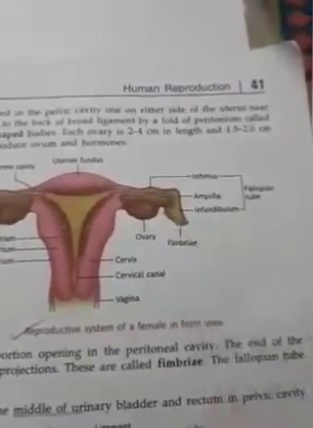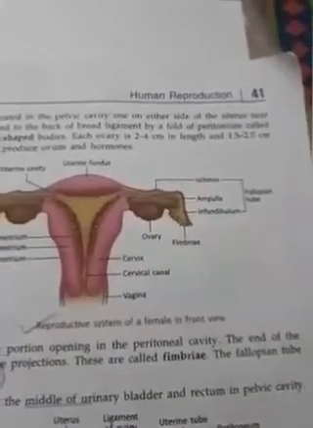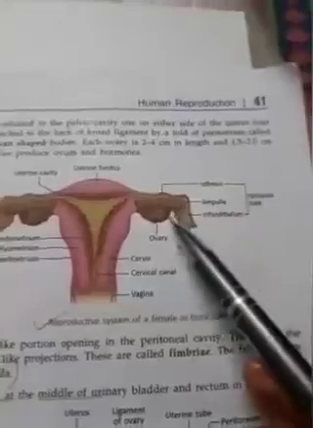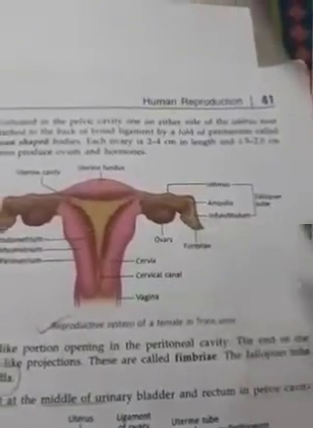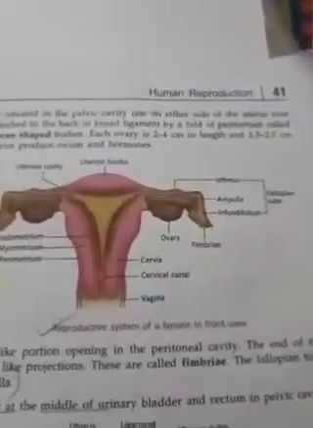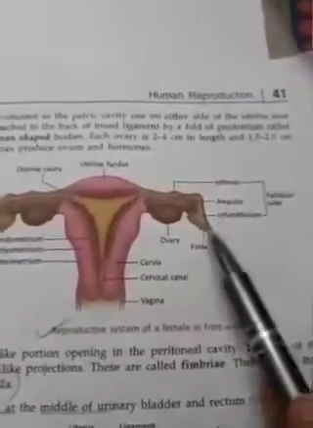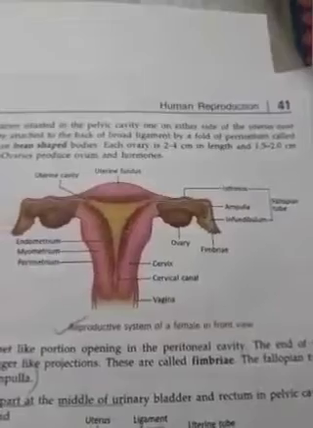And the last part is known as the infundibulum. It is quite dilated, like a trumpet-like structure, and it has finger-like projections on one end. These finger-like projections are known as fimbriae, and this whole structure holds onto the ovary.